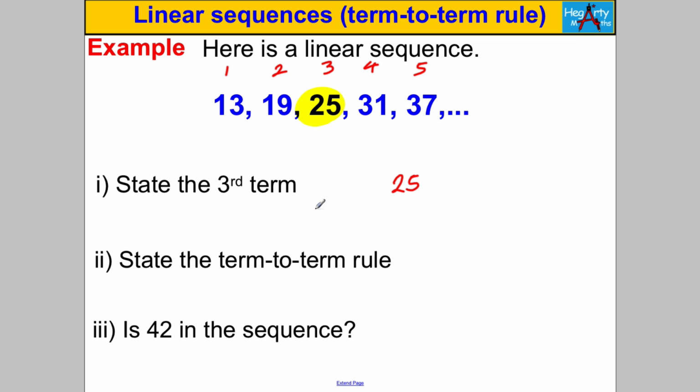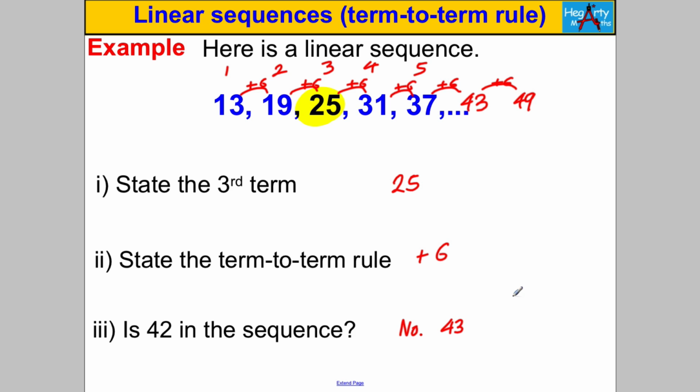What's the term to term rule? Each time you're adding 6, aren't you? So the term to term rule is add 6. Is 42 in the sequence? Well, it's not in this list of numbers. To check, we know that you add 6 each time. So why don't we add 6 on here and see what we get? If we add 6, we would get the next term is 43. If we add 6 again, clearly we would get the next term is 49. Now, you keep going up, obviously, as you go along. Now, 42 is in between 37 and 43, so 42 is not in the sequence. So the answer to this is simply no.